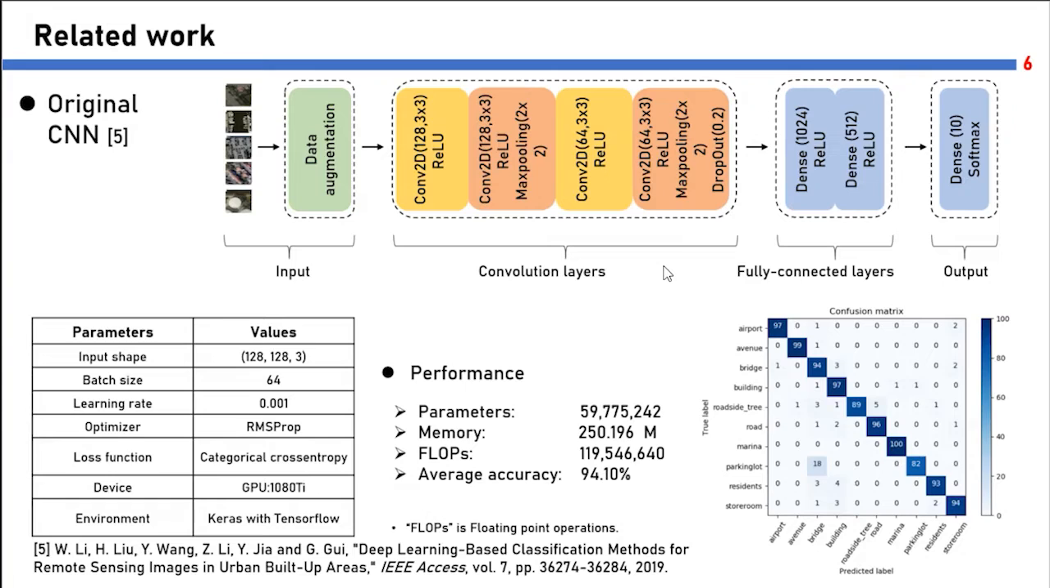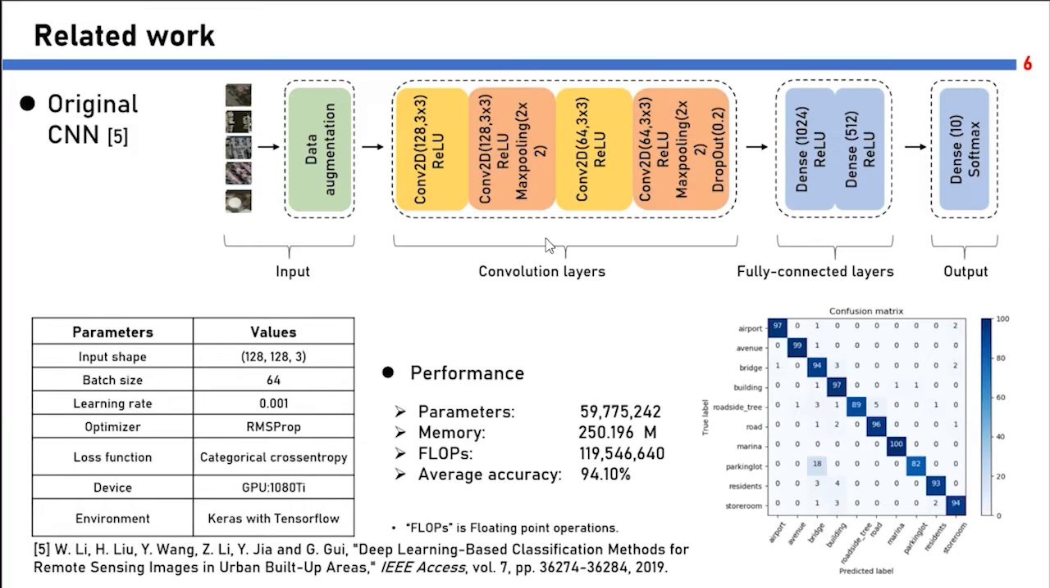As the confusion matrix shows, when the original CNN was tested for classification, the average classification accuracy of the 10 types of remote sensing images was as high as 84.10%.